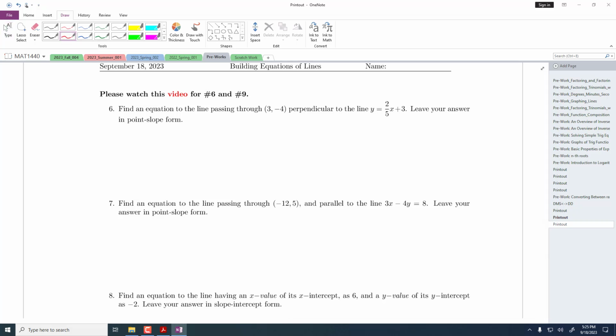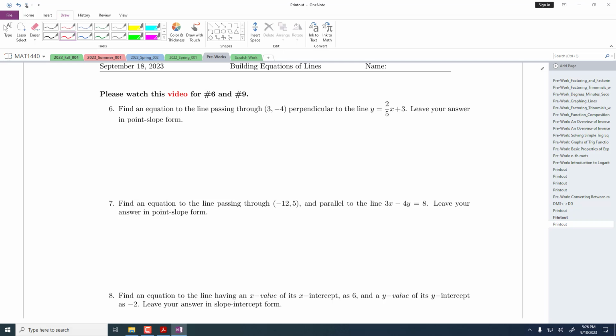Okay, folks, welcome back. So we're going to keep going with these problems. I don't really have any new content for this page, except for the very last question. We'll talk about things from a different perspective, but I just wanted to jump in and help you out with trying to find these equations of the line.